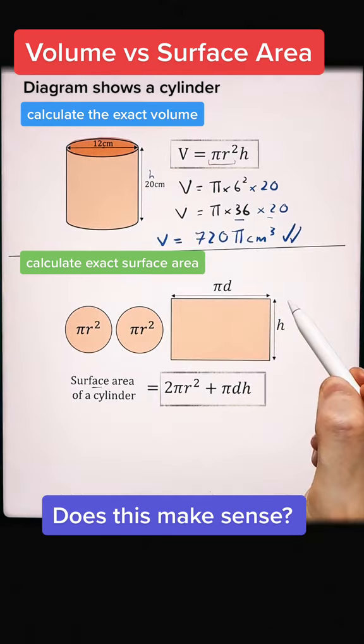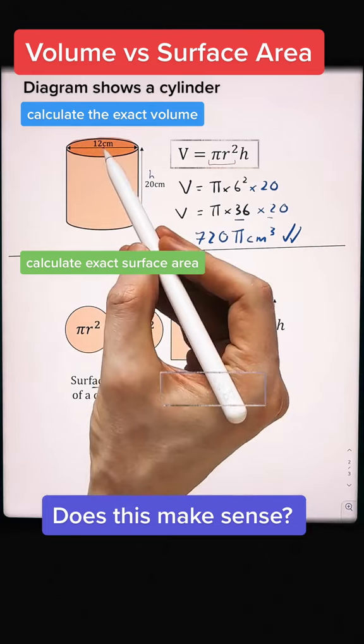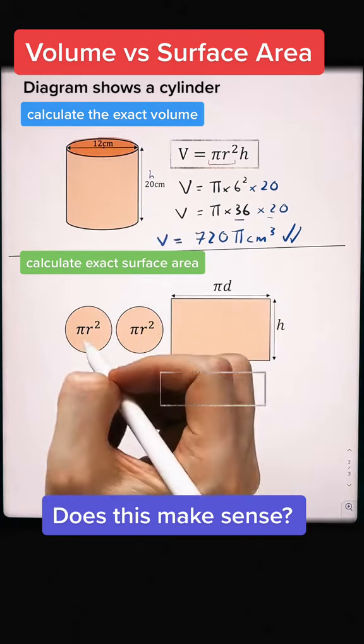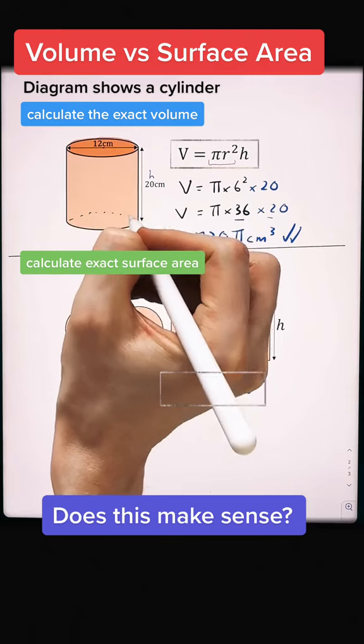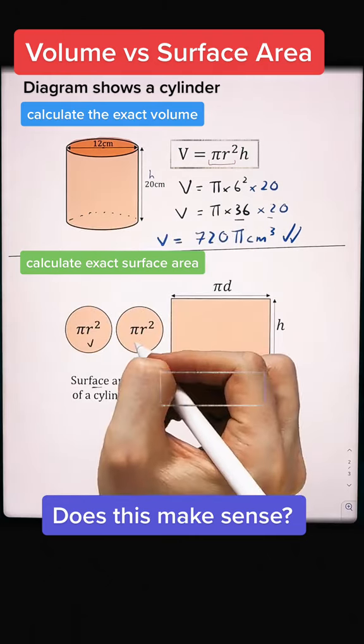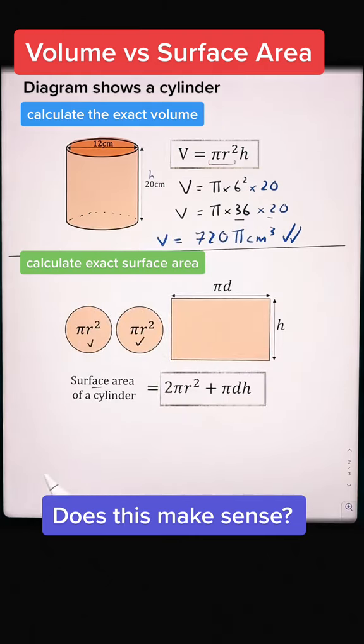To calculate the total surface area of a cylinder, I need to work out the area of each face and add them all together. On a cylinder, on the top face, I've got a circle, and the area of a circle is pi r squared. I'm going to have another circle on the base, and again, the area of a circle is pi r squared. Well, pi r squared plus another pi r squared will give us 2 pi r squared.